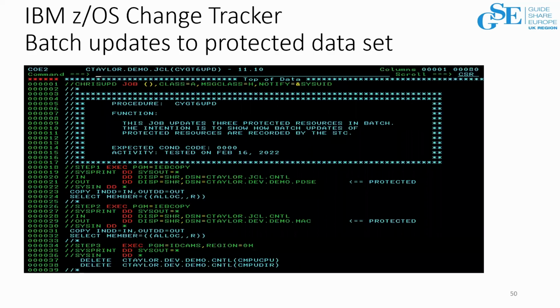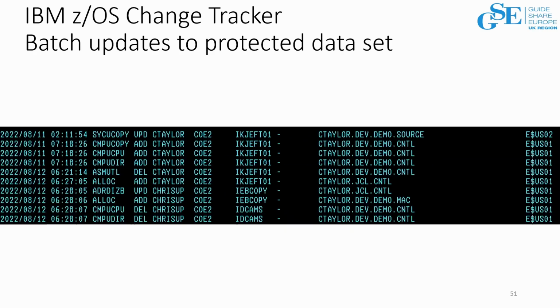Change Tracker, of course, is not just a question of monitoring online accesses to data sets. It will also monitor batch updates to protected data sets. In this case, I'm using IEBCOPY as an example in 2 cases, and then I'm also using IDCAMS to delete 2 members from those protected data sets as well. And again, the updates in the started task and in the repository will show me where the changes have been made to which data sets, which members, and the times this took place and which utilities were used.